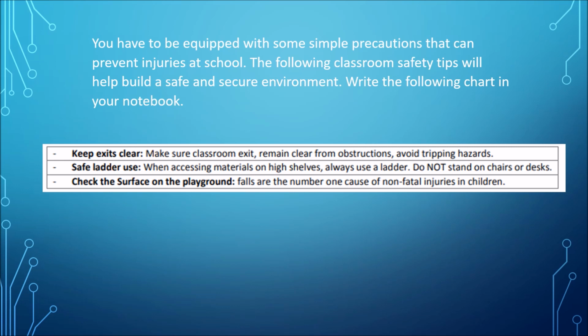Write the following charts in your notebook. Keep exits clear. Make sure classroom exits remain clear from obstructions. Avoid tripping hazards. Safe ladder use. When accessing materials on high shelves, always use a ladder. Do not stand on chairs or desks. Check the surface on the playground. Falls are the number one cause of non-fatal injuries in children.